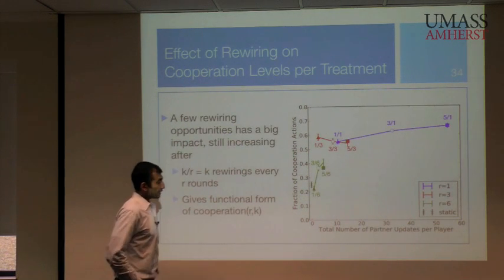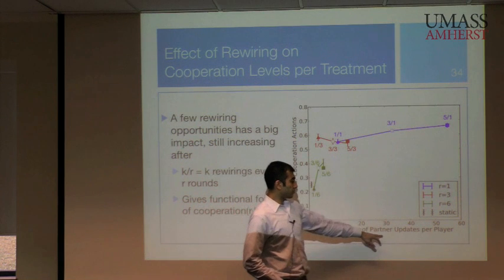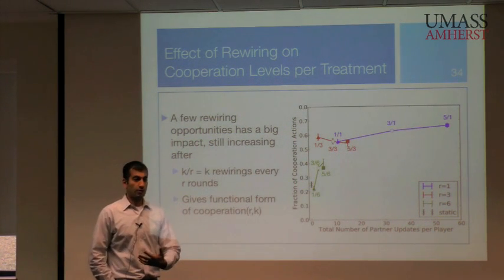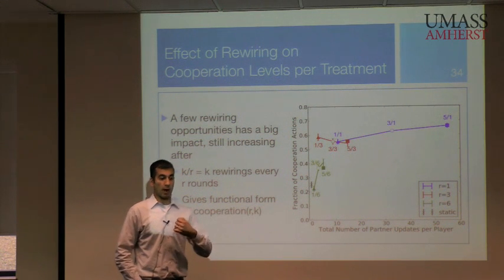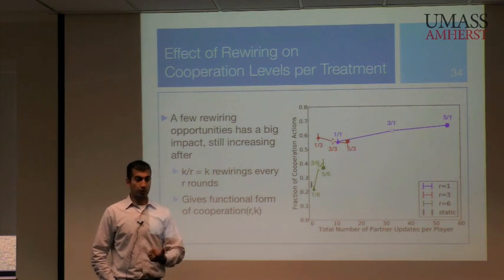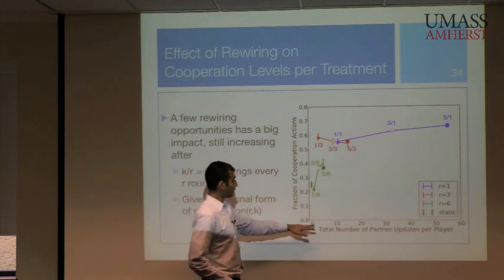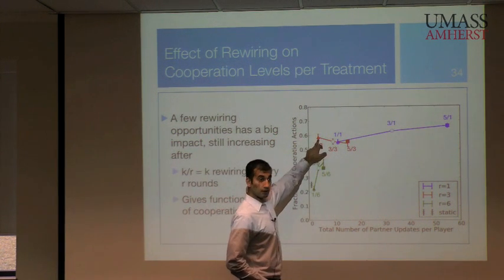Okay, so on the x-axis here, I have total number of partner updates per player. So consider the case where I'm allowed to update 1 link every 3 rounds. So I'm allowed to update 1 link after round 3, 1 after round 6, and 1 after round 9, right? So that point corresponds to 3 on the x-axis, right?